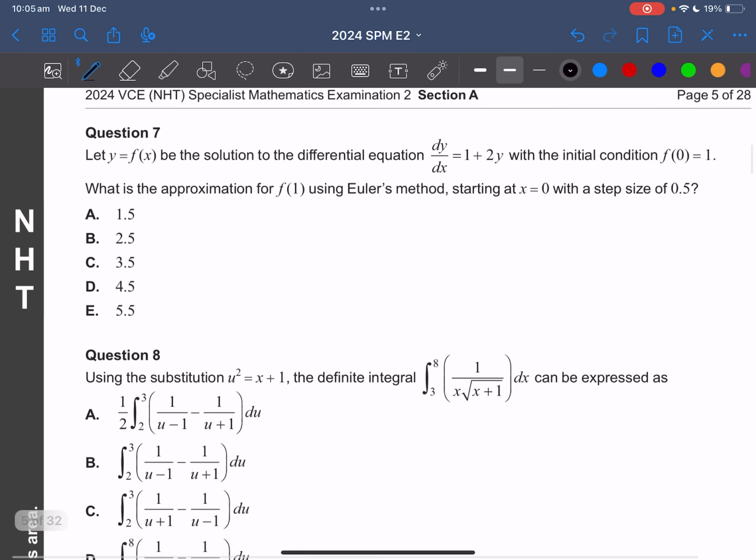So let y equals f of x be the solution to a differential equation dy over dx equals 1 plus 2y with the initial condition f of 0 equals 1. What is the approximation for f of 1 using Euler's method? I don't know how to pronounce it, so I'm just going to go with Euler's method, starting at x equals 0 with a step size of 0.5.